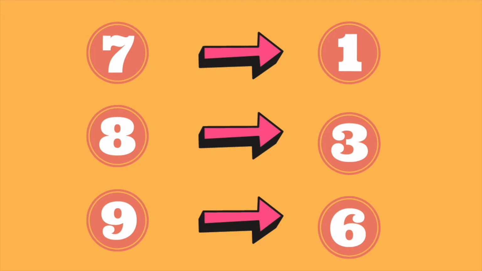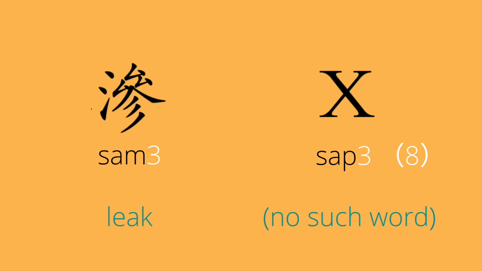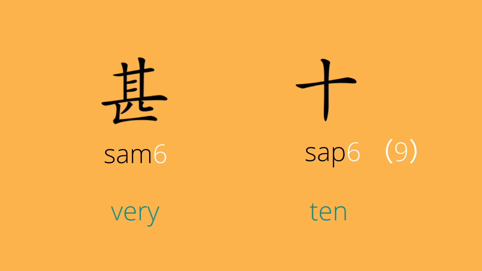Let's compare them with the words in tones numbers 1, 3, and 6. The first pair is some and sup. They share the same level of the tone, but the one on the right finishes the tone quicker. So the 7th tone has now become the first tone in Jyutping. The second pair is some and sup. The 8th tone has now become the 3rd tone in Jyutping. The last pair is some and sup. The 9th tone has now become the 6th tone in Jyutping.